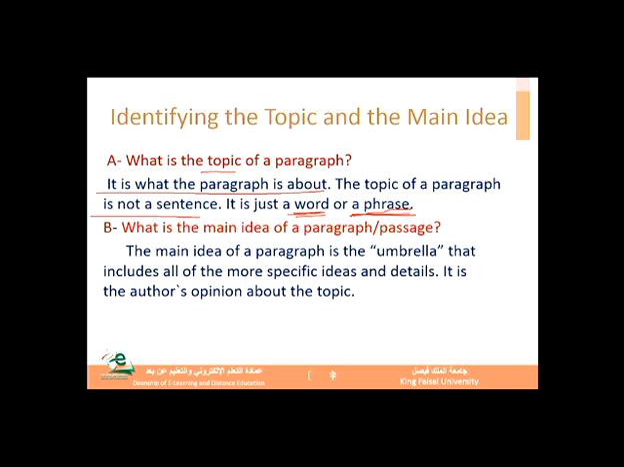So the main idea of a paragraph is the umbrella. Right? It's a general sentence. It's not specific. In any reading selection, in any paragraph, you have some general sentences, and you have some specific details, examples, or just specific details. The main idea is not a specific detail. It's an umbrella sentence that includes what the author wants to say about the topic. It usually includes the opinion of the author.